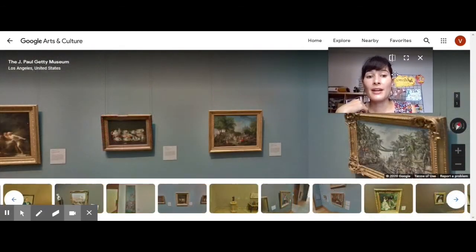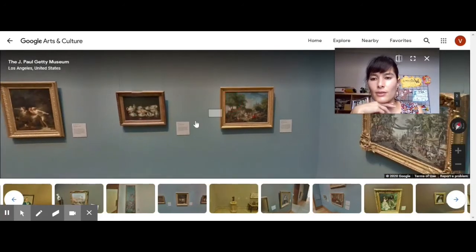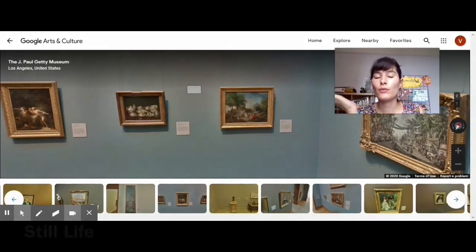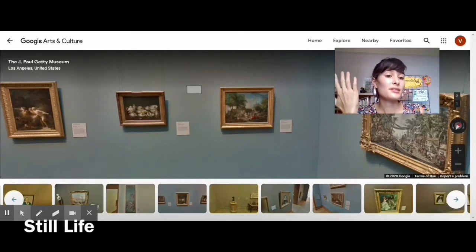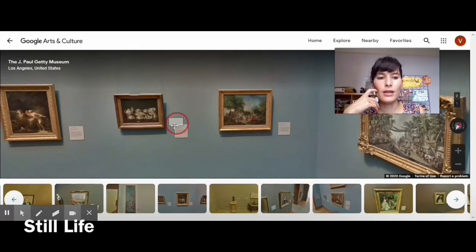All right, we're in another room, another gallery now. Let's see. Do we see this painting? It's like a tea set. That would be a very good example of what we call a still life. It's artwork of something that doesn't move. Tea sets don't move, so that would be a still life.